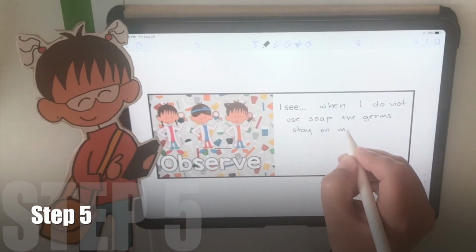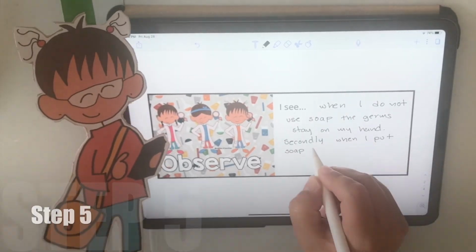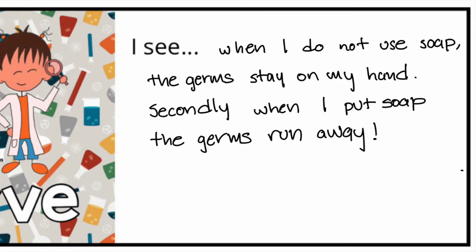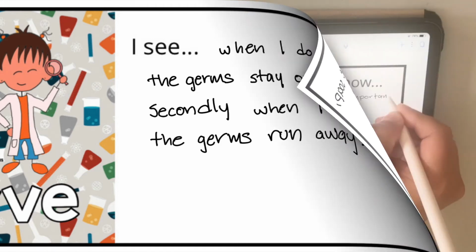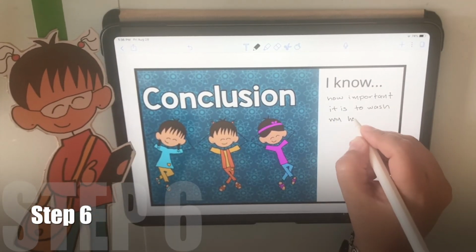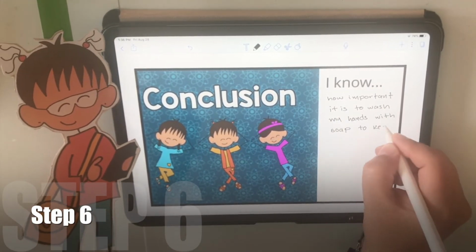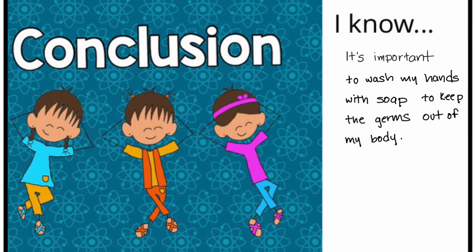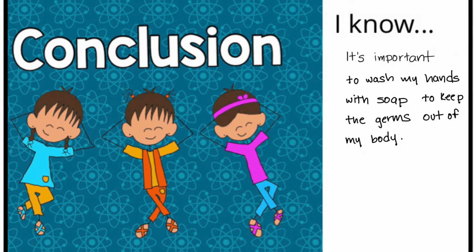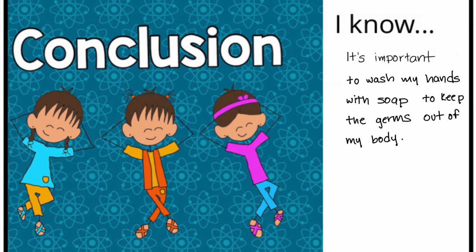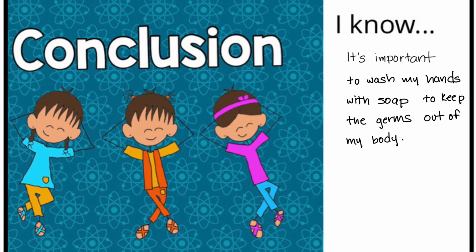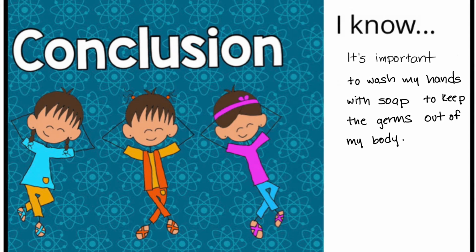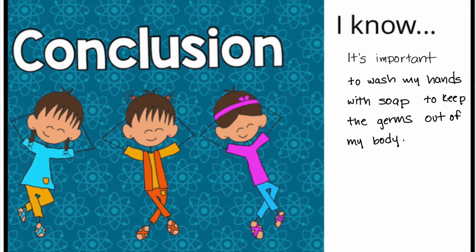Step 5. Observe. I see when I do not use soap, the germs stay on my hand. Secondly, when I put soap, the germs run away. Step 6. Conclusion. I know it's important to wash my hands with soap to keep the germs out of my body. And remember, you should scrub for at least 20 seconds to make sure all the germs run away from your hands.